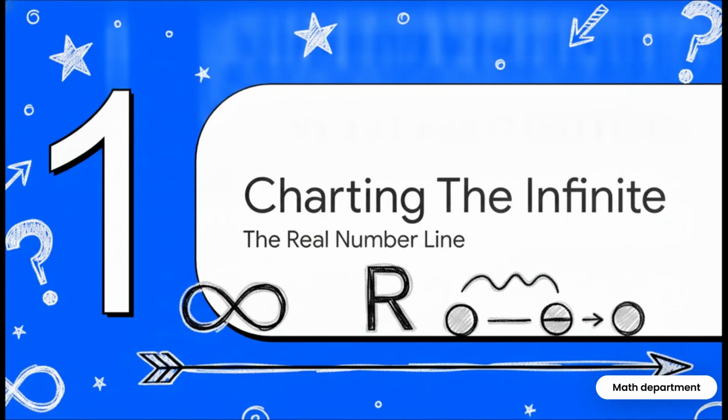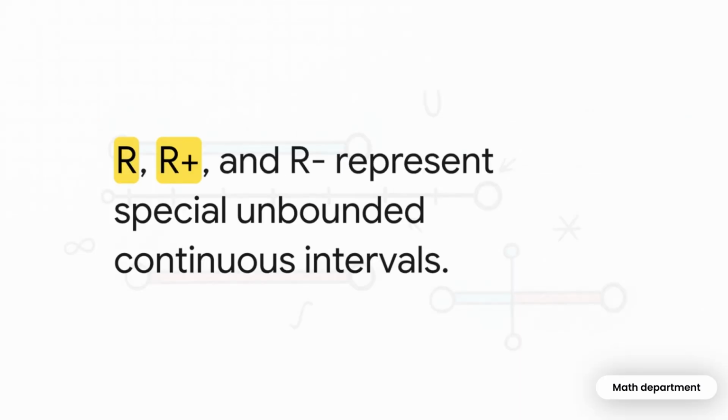Subtitle, the real number line. To actually start charting the infinite, we really need to understand the playground we're working on, right? We're talking about the set of all real numbers, which mathematicians simply call R. Check out how we write these special sets out. It brilliantly illustrates how we can just slice up the entire number line.